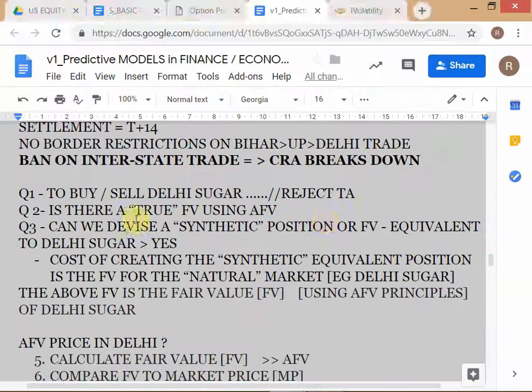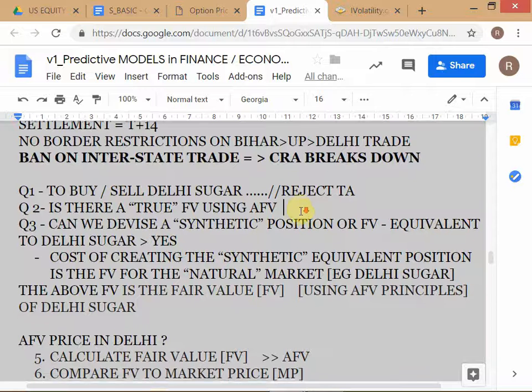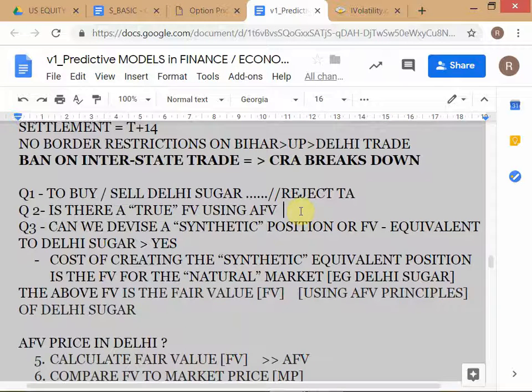Earlier the answer to that question was yes. There is a true fair value using AFB because you could have executed the arbitrage. Now that we have put a ban on interstate trade, the answer to that question is no. Is this clear? Now you can't actually find an AFB fair value because the arbitrage cannot be executed. Yes, sir. Because you have put up obstruction.